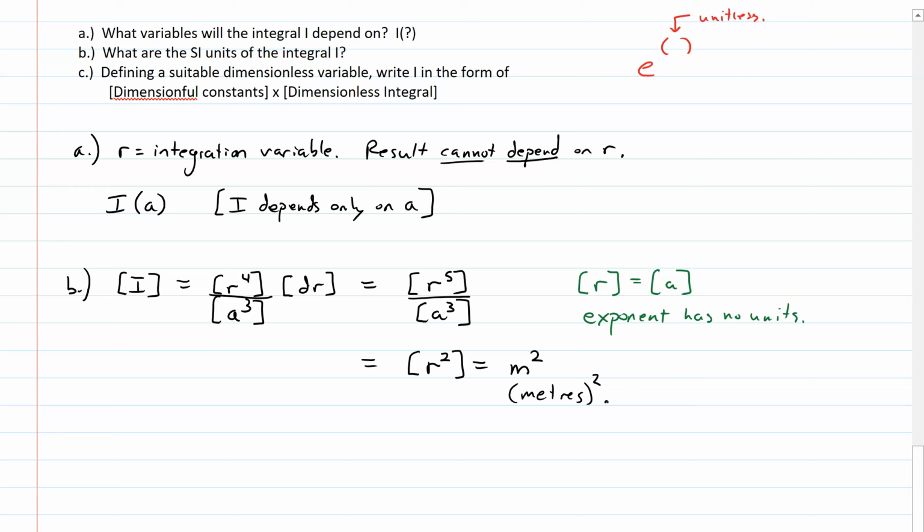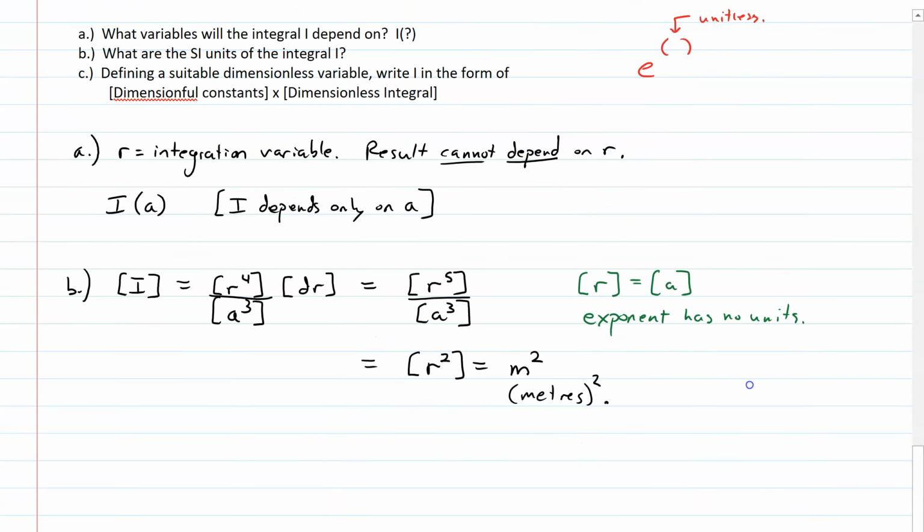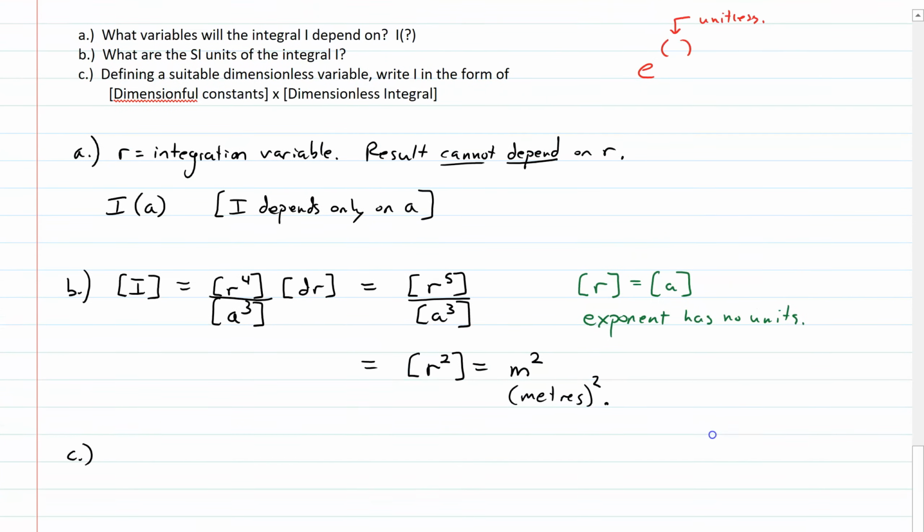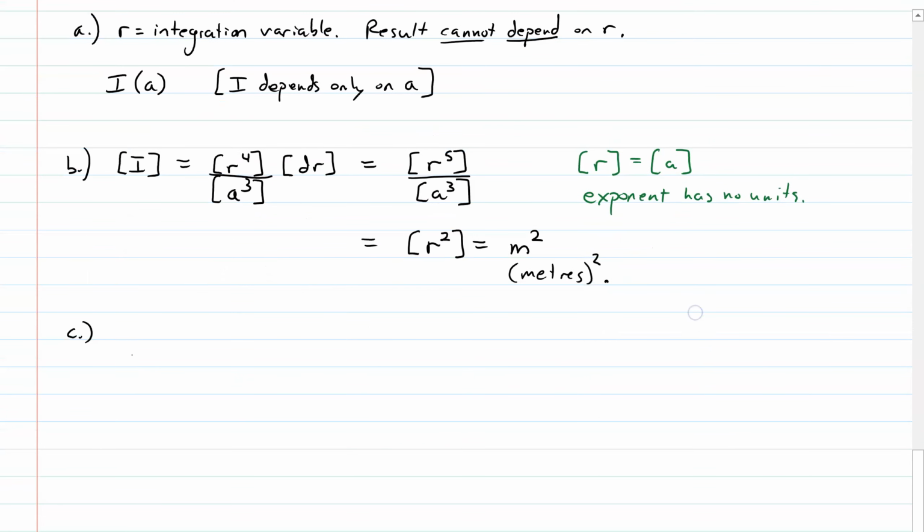So that's the answer. We'll definitely have units of meters squared. Now let's do part C. Let's try to define a dimensionless variable. So here we go. Let me write down the integral one more time.